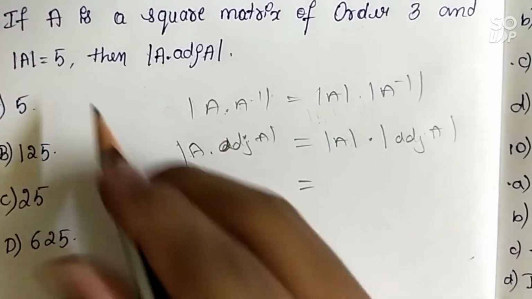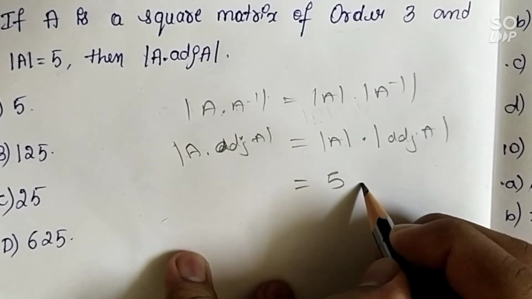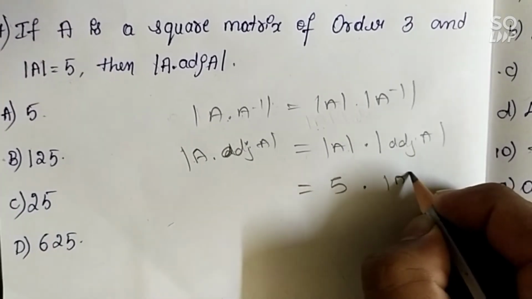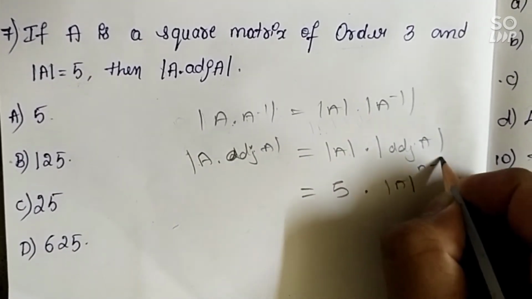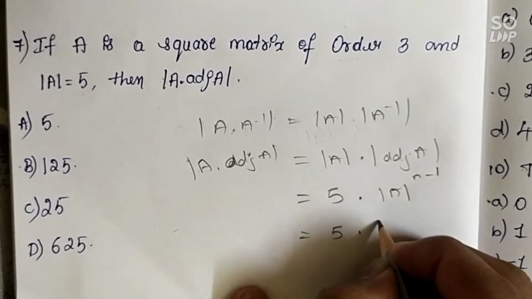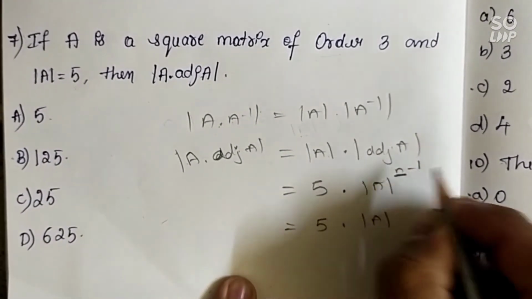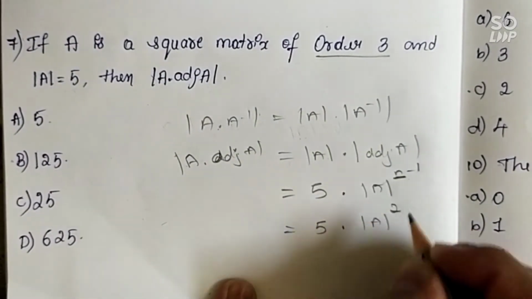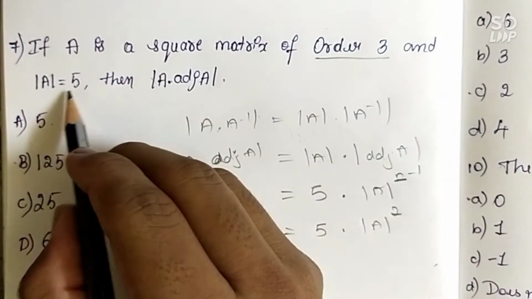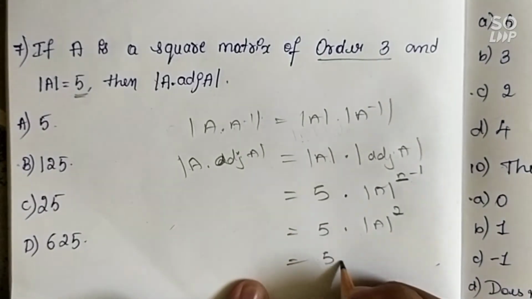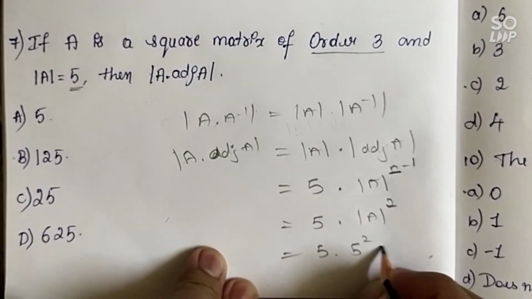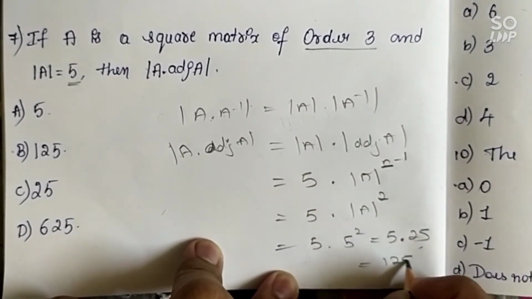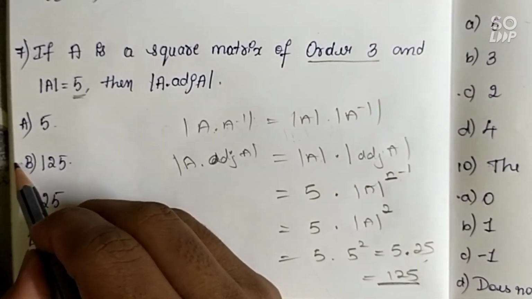Therefore determinant of A is 5 and adjoint A can be written as A inverse A power n minus 1. 5 into A power n, n is the order. Order is 3. So 3 minus 1 is 2. Determinant A is equal to 5. Therefore 5 into 5 square, which is equal to 5 into 25, which is equal to 125. The answer is 125, that is B.